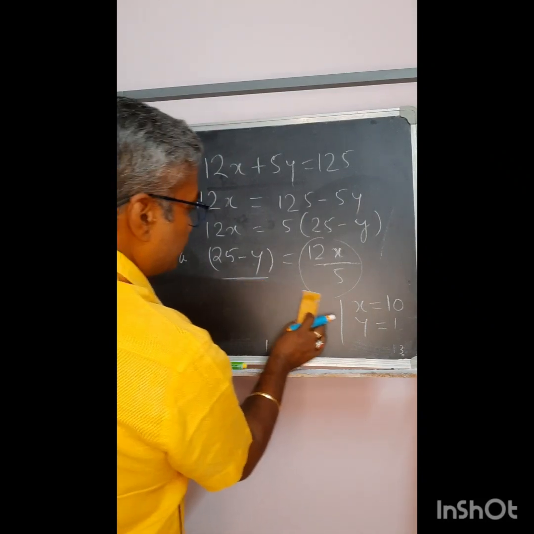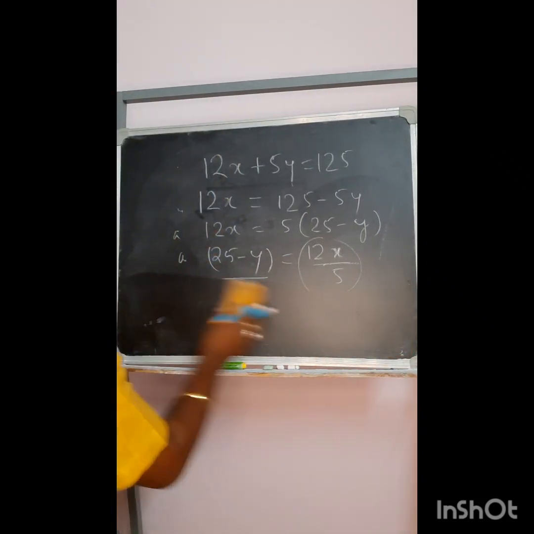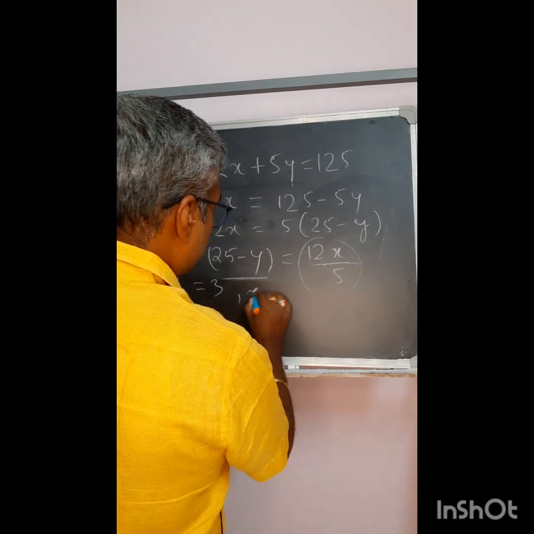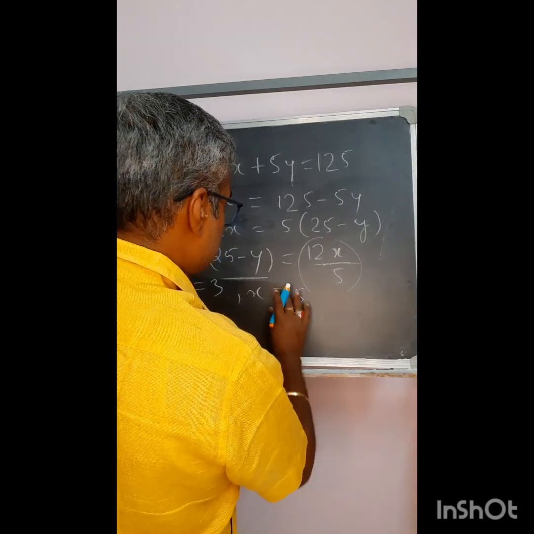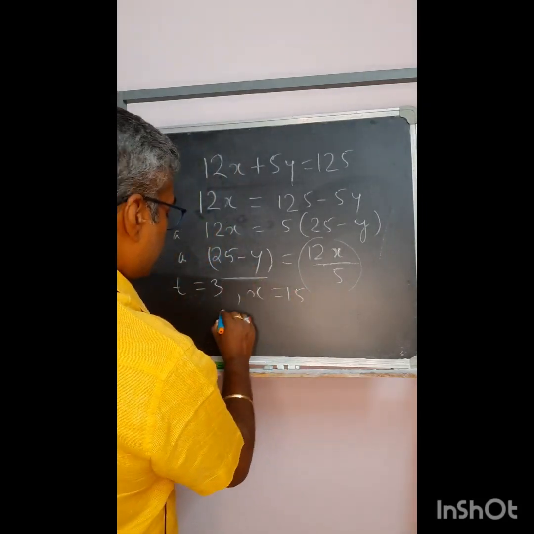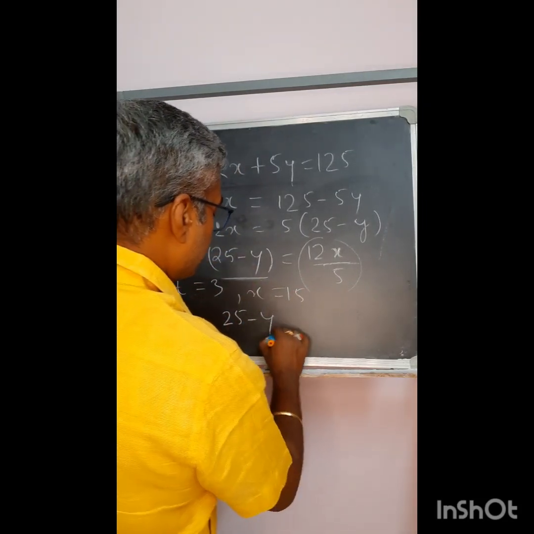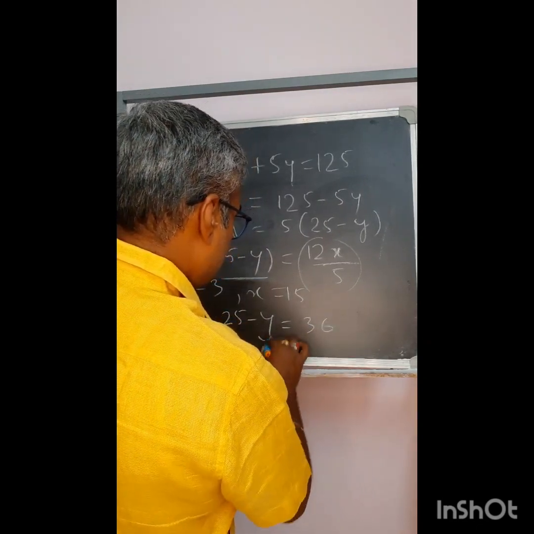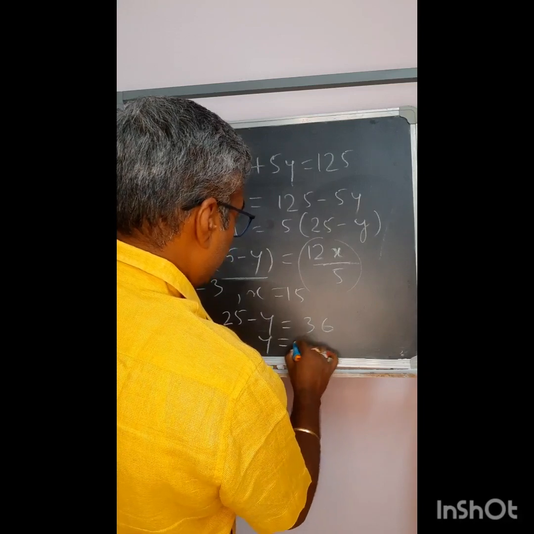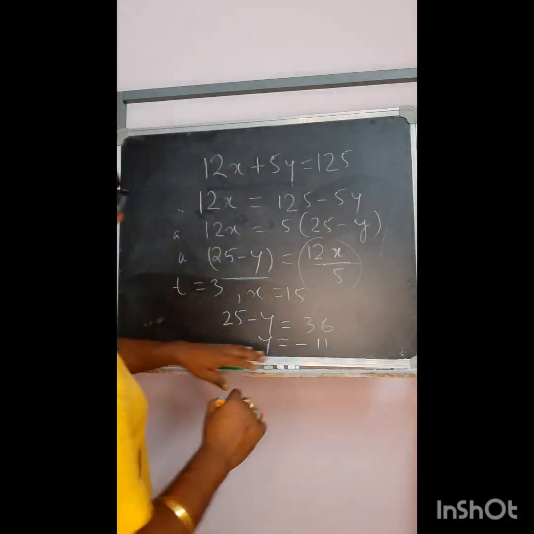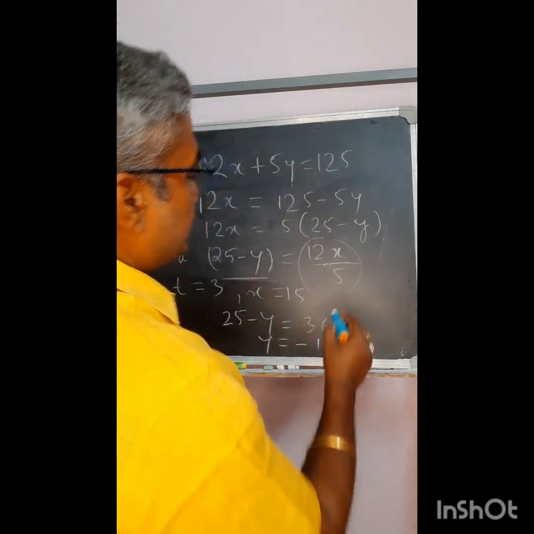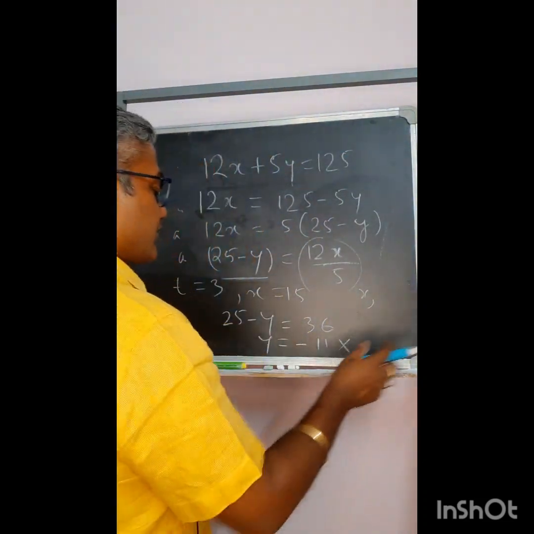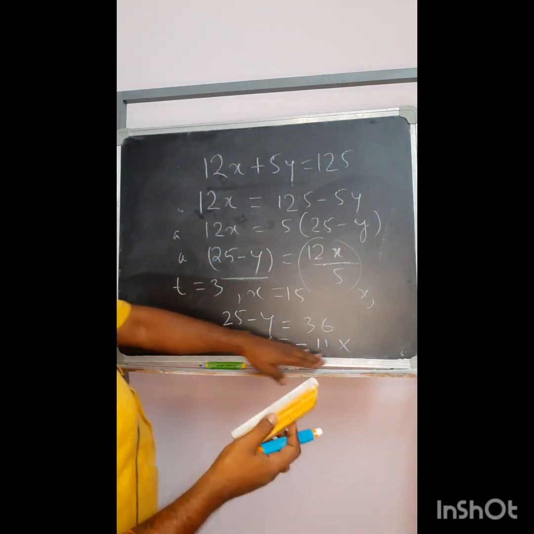Further, I want to proceed with the value t, let us say 3. Then x is equal to 15. Let us see what the value of y is. It will become 36 from 12 into 15, and here you can see that y becomes minus 11. Because we need x and y values to be positive integers, this does not satisfy. So, we cannot go further than this.